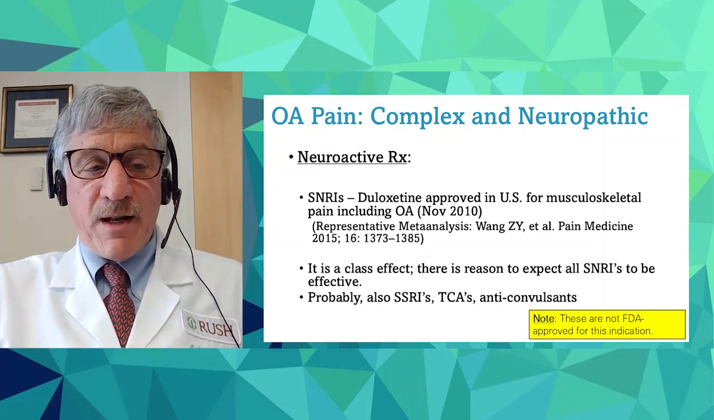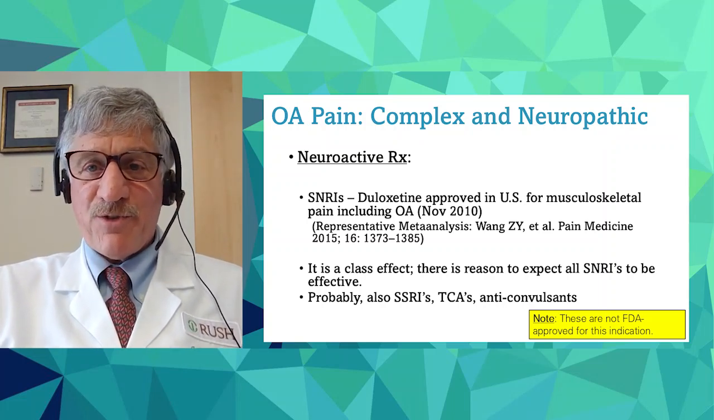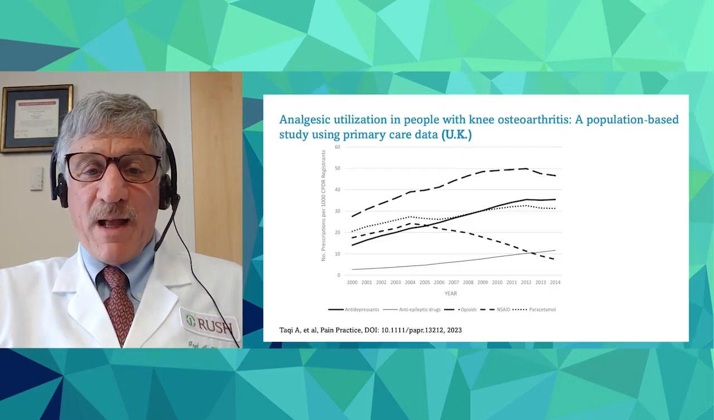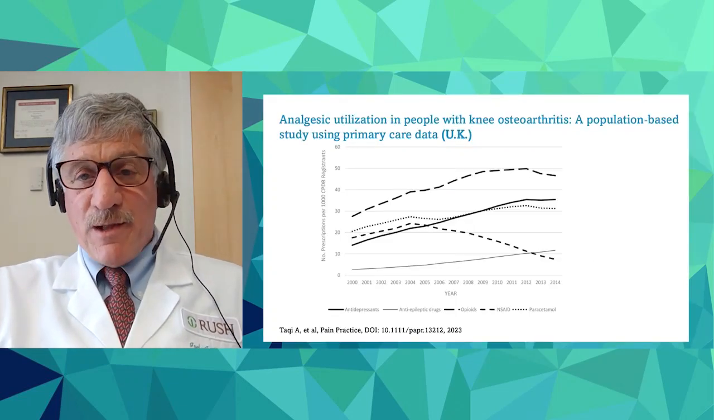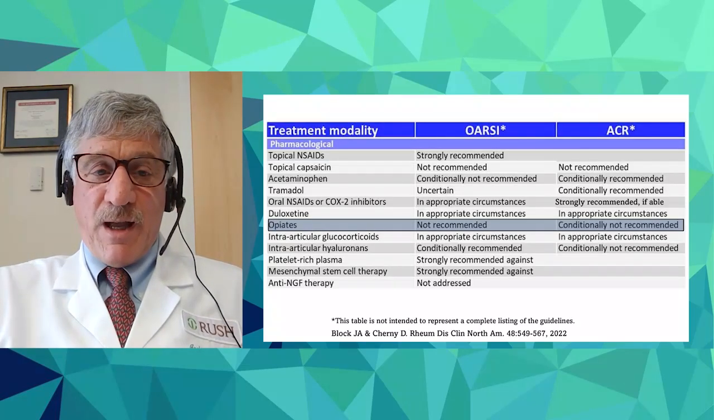Interestingly, even in the United Kingdom, where the National Health Service rigidly controls off-label use of medicines, the use of neuroactive agents for OA has increased dramatically over the last several years, largely because we need to pay attention to the non-nociceptive pain of OA.